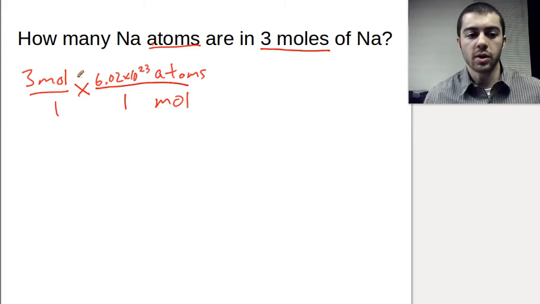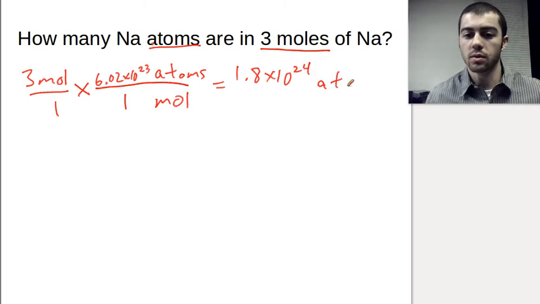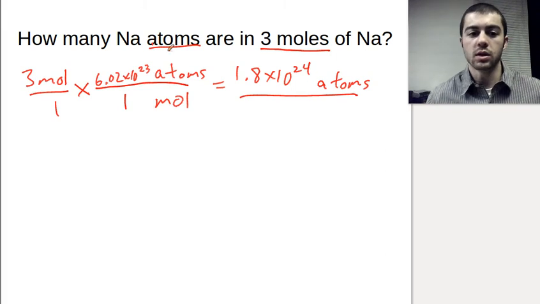So we just multiply straight across the top, straight across the bottom here, and this should give you 1.8 times 10 to the 24th atoms. So that's going to be our answer here. 1.8 times 10 to the 24th atoms is how many sodium atoms we have in 3 moles of sodium.